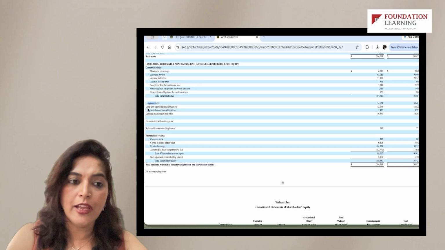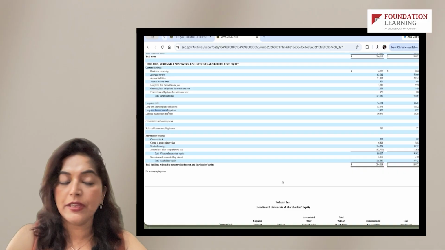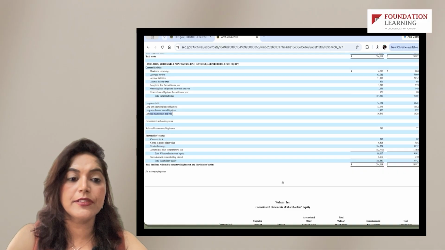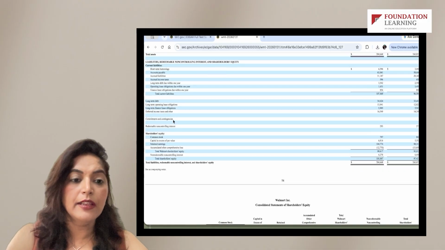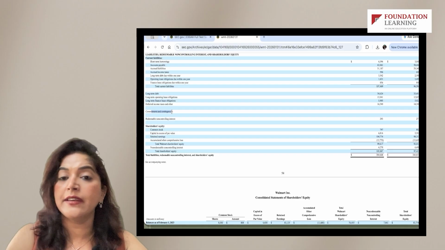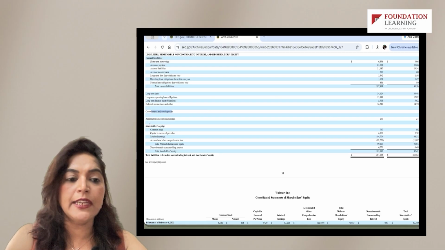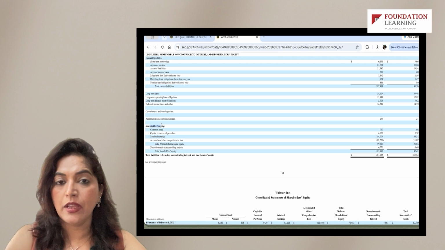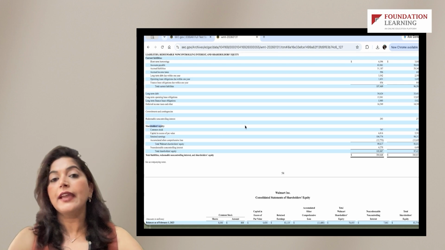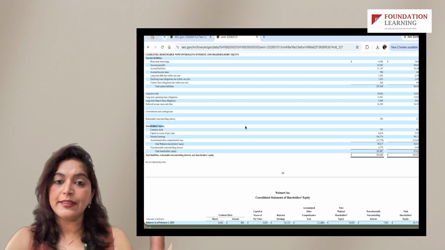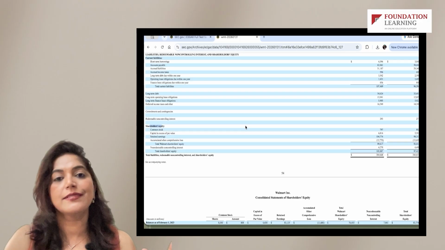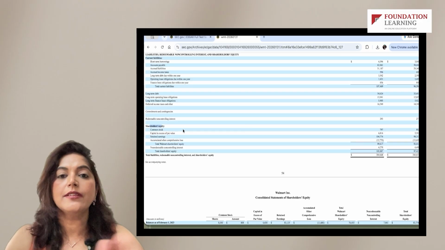Then we have long-term debt. Obviously we've discussed long-term operating lease obligations, long-term finance lease obligations, and deferred income taxes and other. Right? Then you have commitments and contingencies around 293 million. And finally we move on to equity. So again, GAAP uses an equation of asset equals liability plus equity. So equity is treated separately.